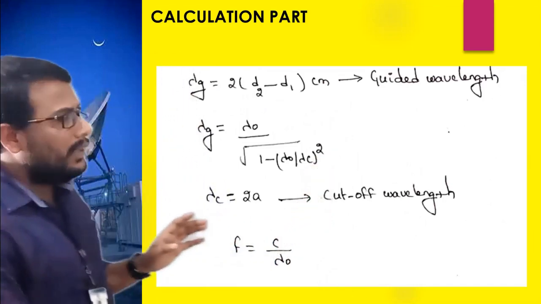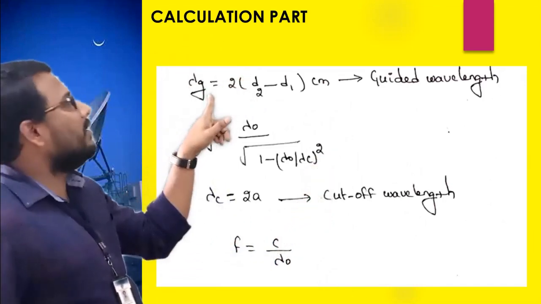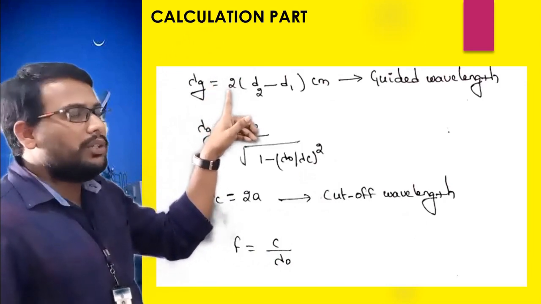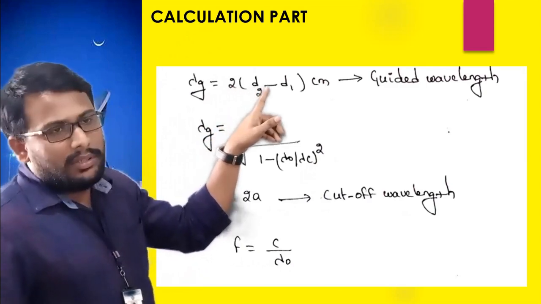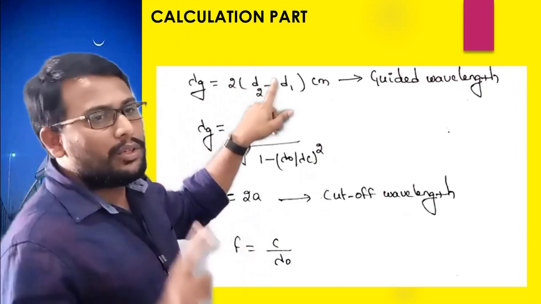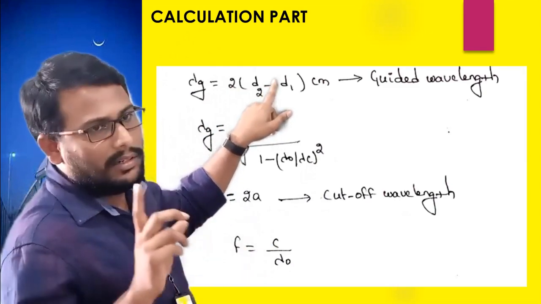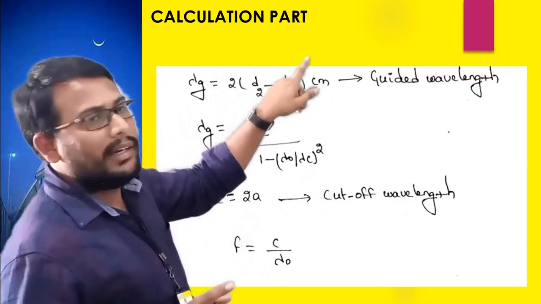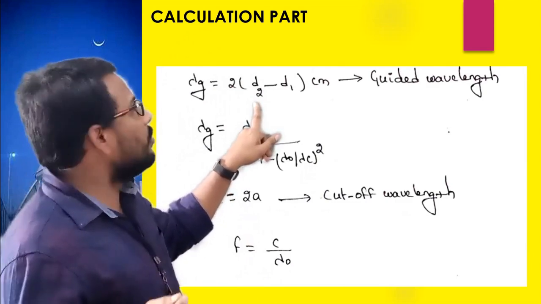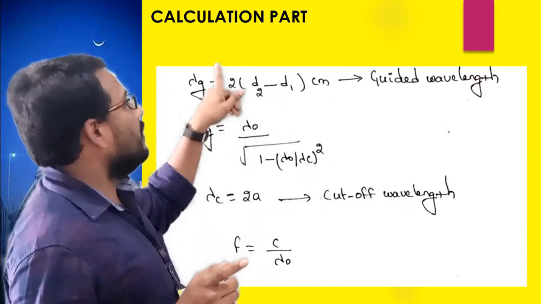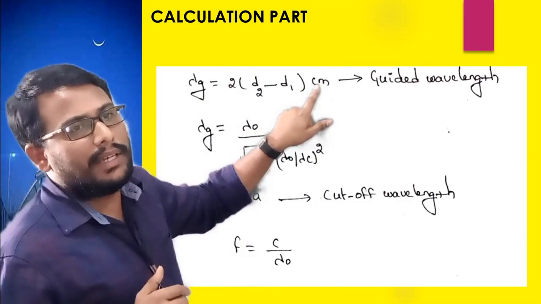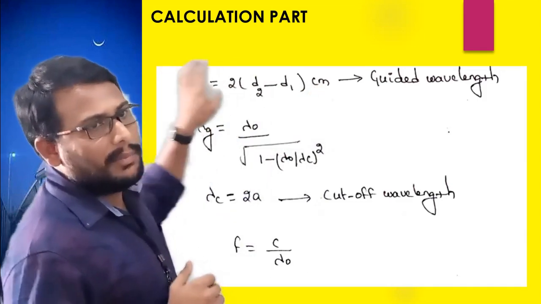Coming to the calculation part, initially we have to calculate the guided wavelength. The formula for the guided wavelength is lambda g equal to 2 into d2 minus d1. By moving the slotted section left to right, we can find the two minimum points, that is two minimum distances, d1 and d2. By calculating the distances, simply substitute those values in the formula. So lambda g equal to 2 into d2 minus d1 centimeters, and we can find the guided wavelength in centimeters.